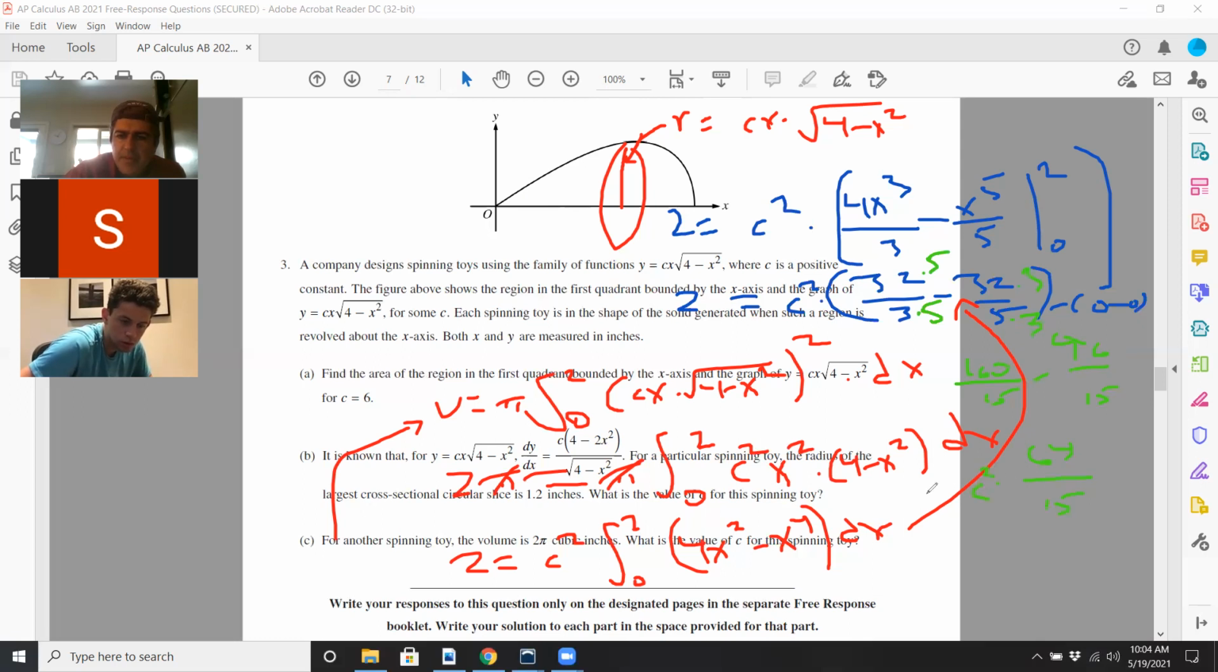Again, c squared times 64 over 15 equals 2. Multiply both sides by 15 over 64, so you get 30 over 64 equals c squared. Square root both sides, get root 30 over 8. My goodness. That's what c would equal.